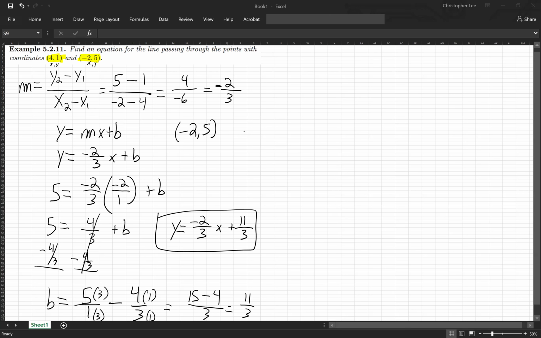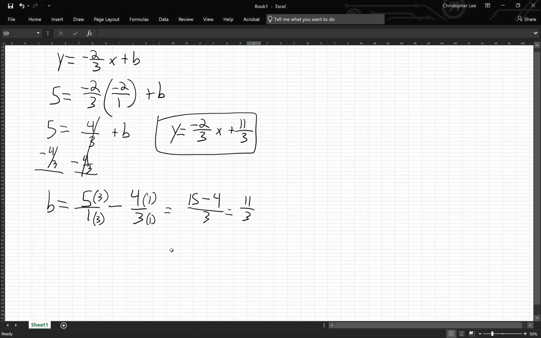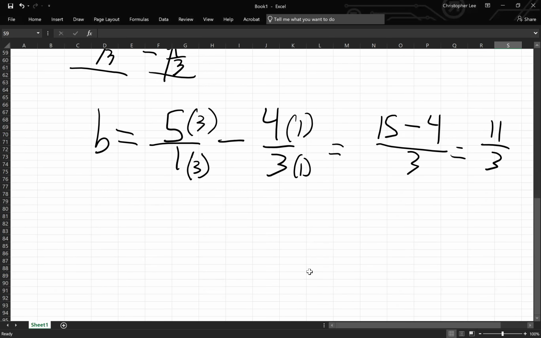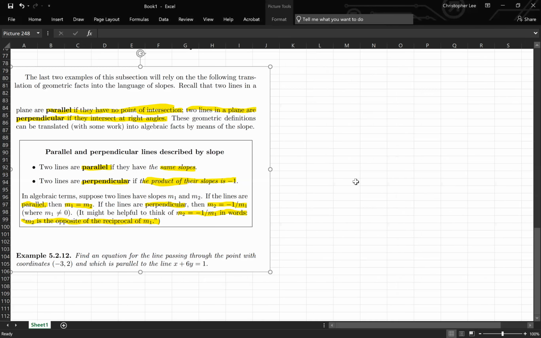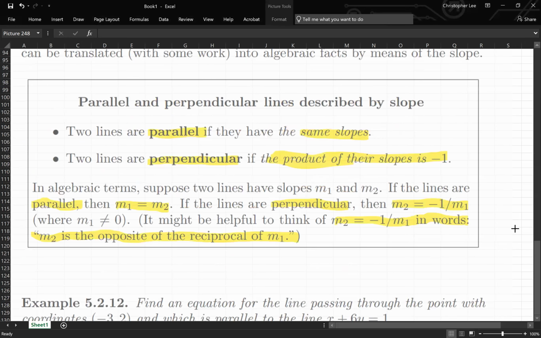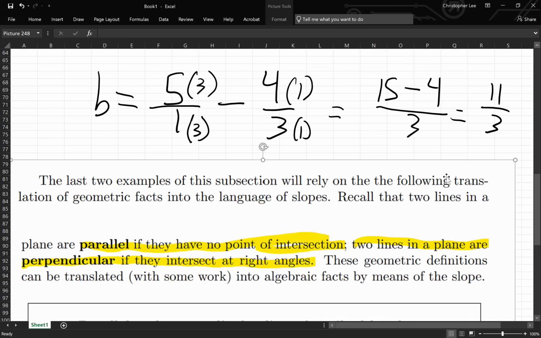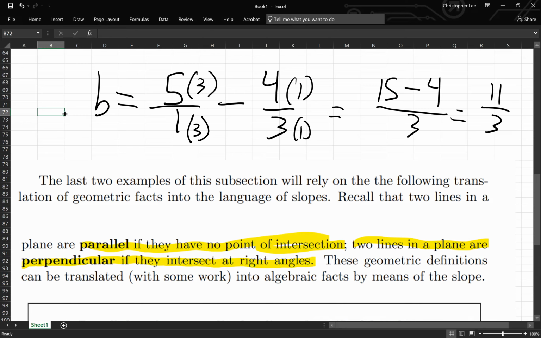So last thing that we kind of spoke about at the end of class, I didn't really get a chance to go in depth with it, but I just want to do an example so you guys can see. And yeah, this is on your homework as well. So in the last two examples of the section, we will rely on the following transformation of geometric facts into the language of slopes. Recall that two lines in a plane are parallel if they have no point of intersection.